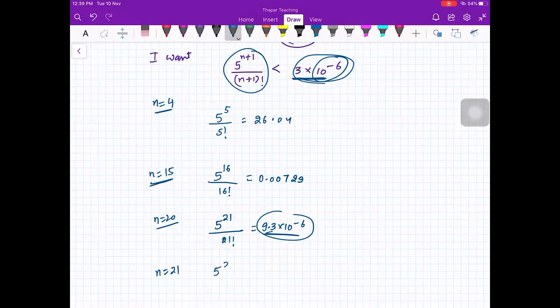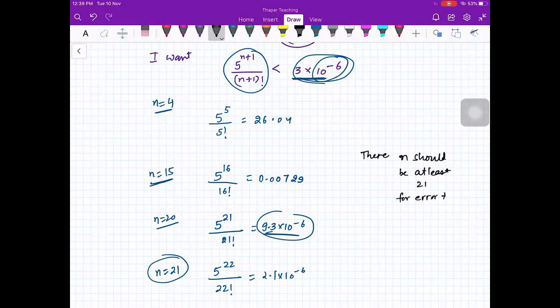5 raised to the power 22 upon 22 factorial is 2.1 into 10 to the power minus 6. You got it? So it means that n should be at least 21. Therefore, n should be at least 21 for the error to be less than the given value. Got this thing, everybody?